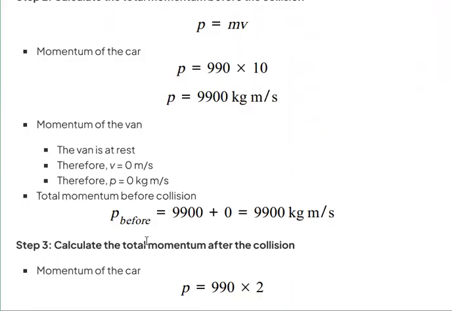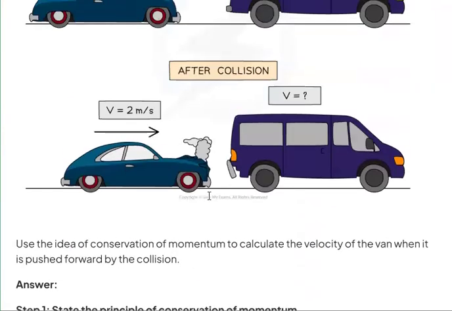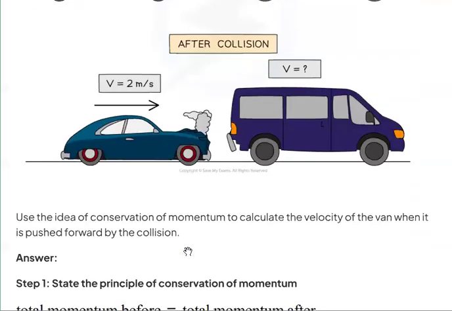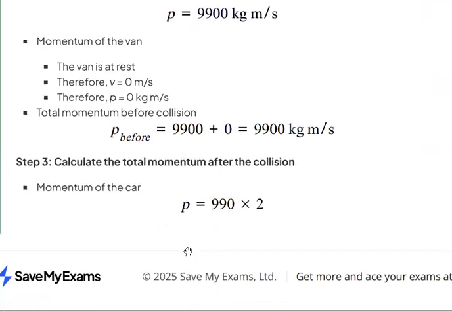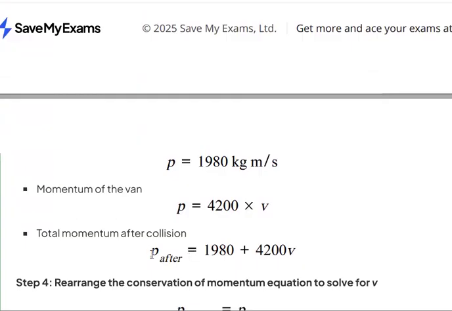And then we have the total momentum after the collision. We have the mass of the car and we see the velocity with which it moves after the collision. Before it was moving with 10 meters per second and then it is moving with 2 meters per second. So the momentum after collision comes out to be 990 times 2. Now the van moves with an unknown velocity and its mass is known. So we get its momentum after collision as 4200 v. Now these two are added together and this comes out to be the total momentum after collision.